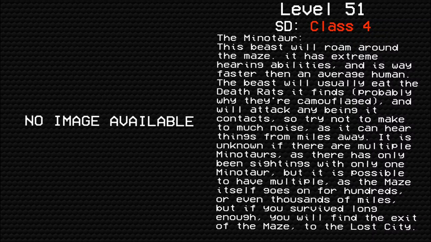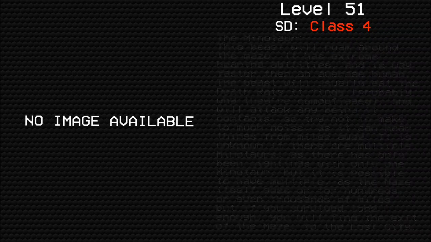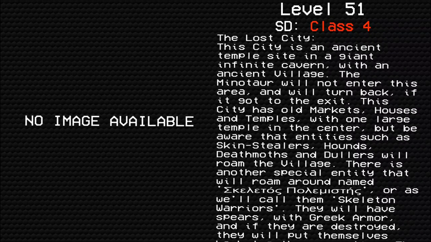But if you've survived long enough, you will find the exit of the maze to the Lost City. The Lost City. This city is an ancient temple site in a giant infinite cavern with an ancient village. The Minotaur will not enter this area and will turn back if you go to the exit. This city has old markets, houses, and temples, with one large temple in the center.